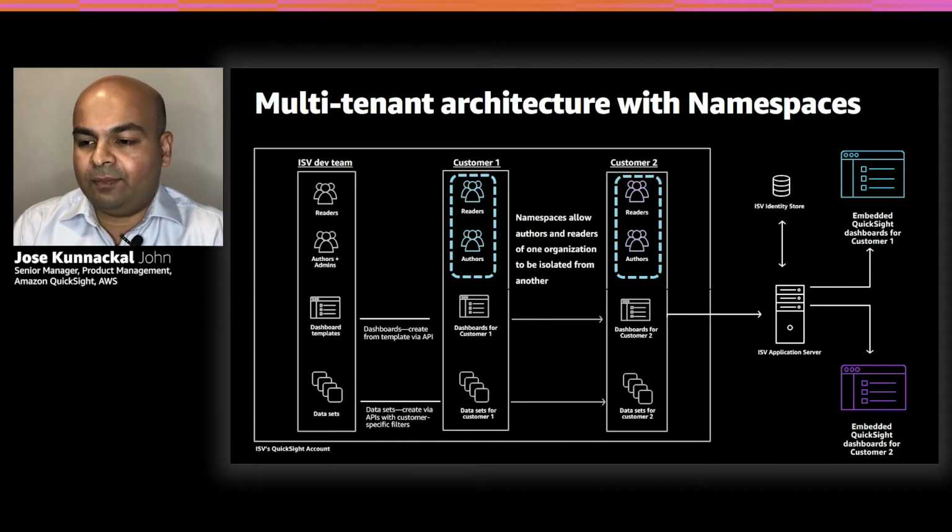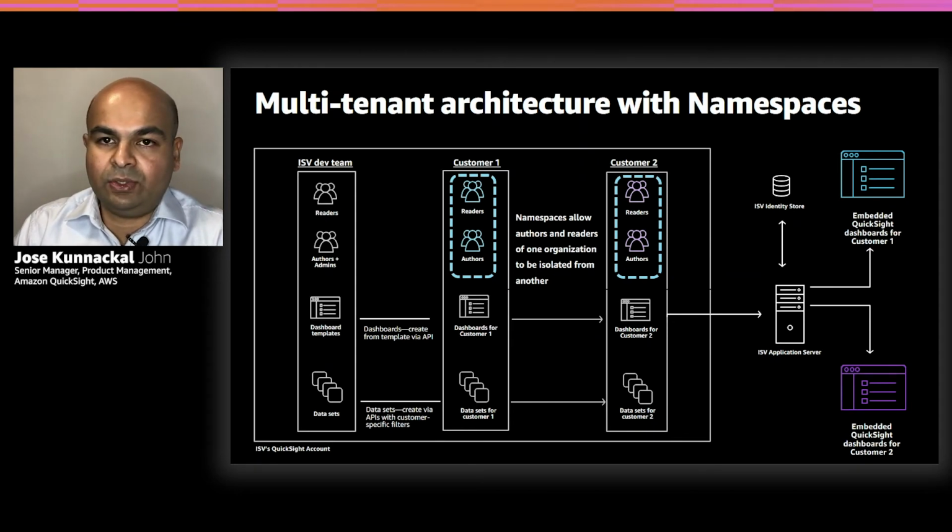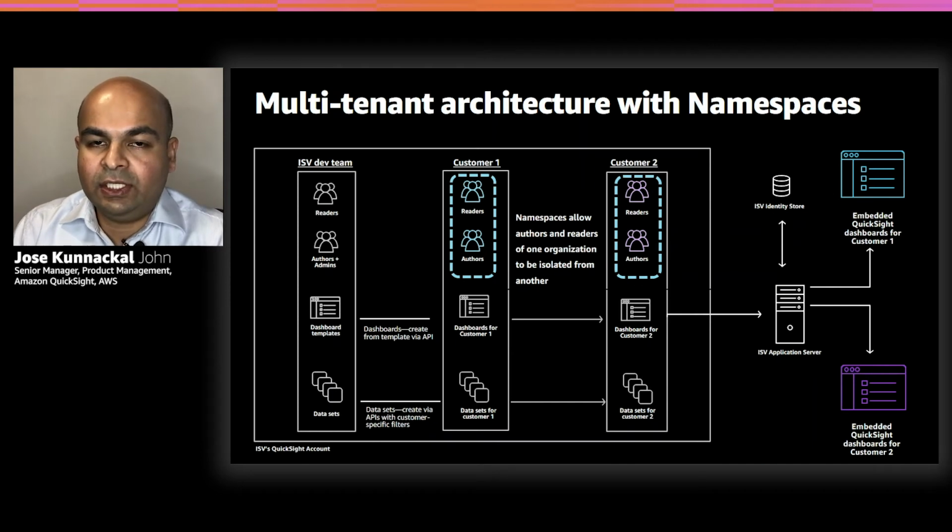Now, when I mentioned multi-tenancy earlier, I mentioned a concept called namespaces. So here you'll find that you are seeing namespaces in action with an ISV being able to roll out an embedded solution to multiple customers. You'll notice that authors and readers from each organization are put into a namespace. Within a namespace, those authors can explore and discover the authors or other authors from that same organization, but they do not see authors from customer 2 in this case.